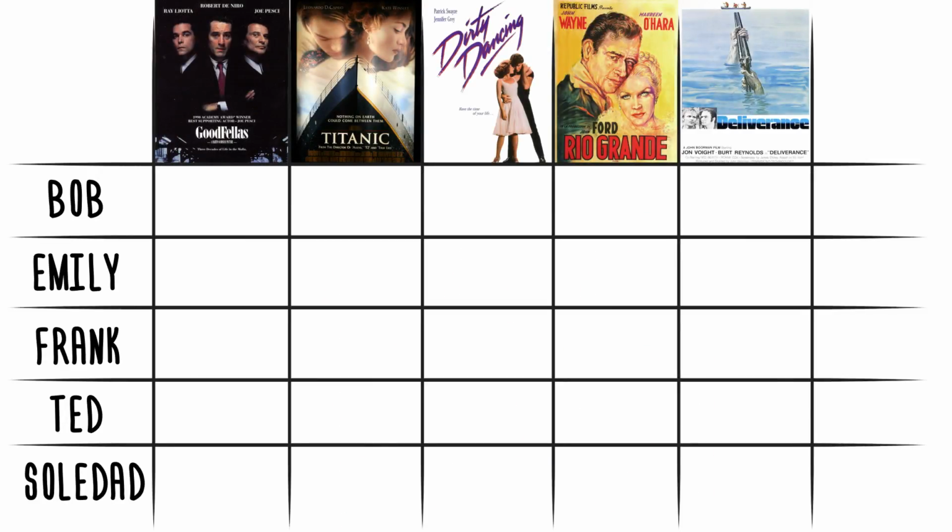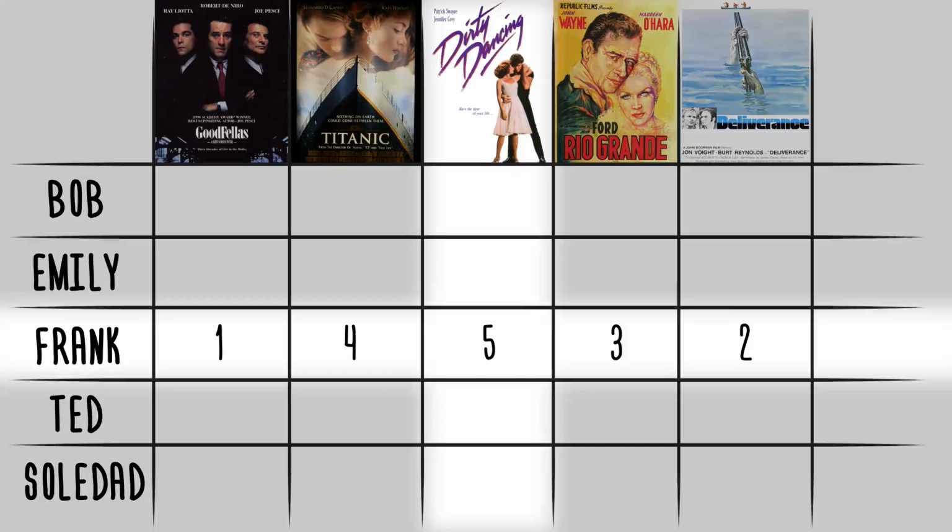Recall that our problem is to fill out a giant matrix using only a tiny fraction of its entries. In the case of the Netflix price dataset, each row corresponds to a user and each column corresponds to a movie. Here's Frank, and here are the movies that Frank rated. Here's the movie Dirty Dancing that Frank rated 5.